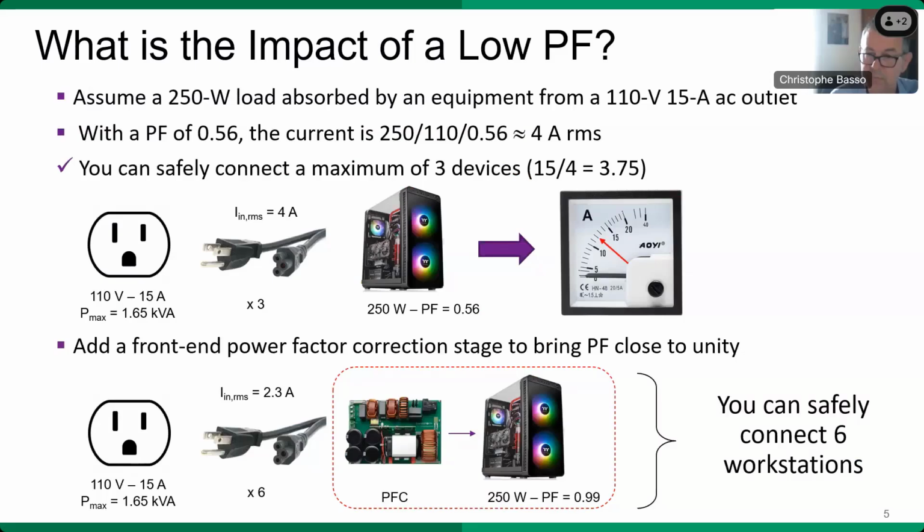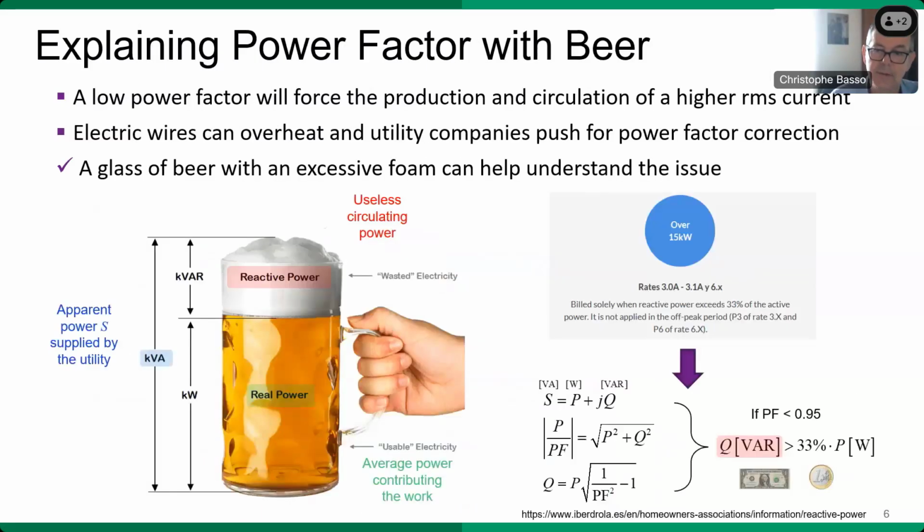Now, if you insert a PFC stage, a power factor correction stage, as a front-end stage, sometimes you will see the term AFE for active front-end, for each of the workstations and bring their associated PF close to unity, then the nominal input current drops to 2.3 amps for each computer, and you can connect up to 6 workstations now. The burden on the power cord is also reduced, and you can use a smaller wire gauge for the assembly. That's also another motivation for having a power factor front-end stage.